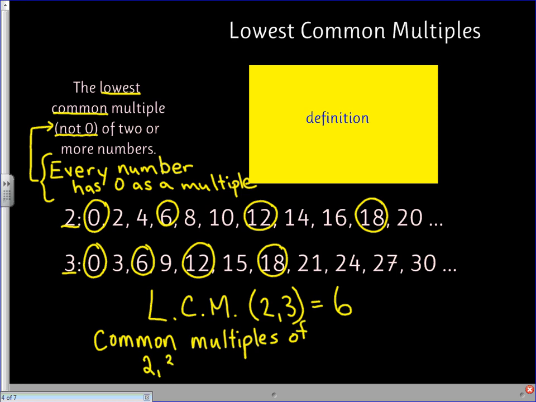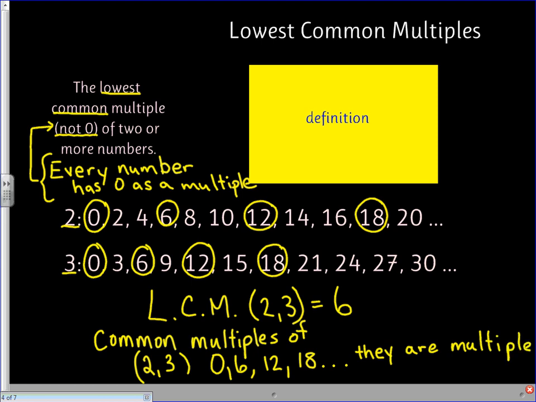If we look at the common multiples of 2 and 3, we have 0, 6, 12, and 18. If we continue this pattern, we see that they are multiples of the LCM. So once we find out the lowest common multiple of any two numbers, we can find out what the other common multiples would be.